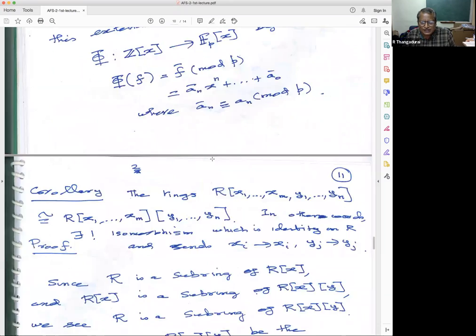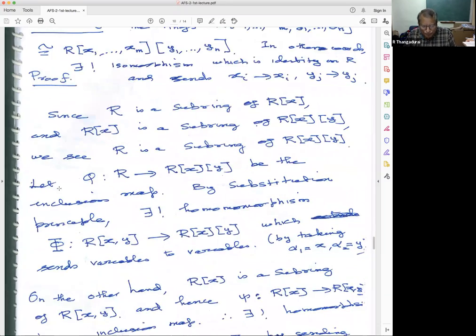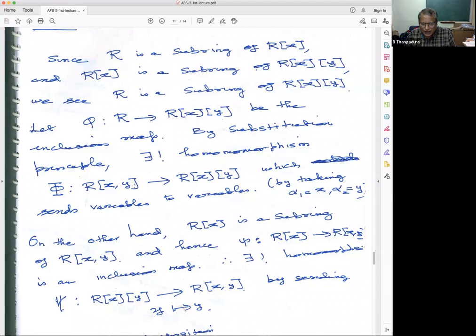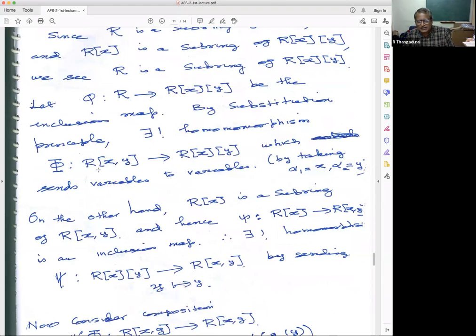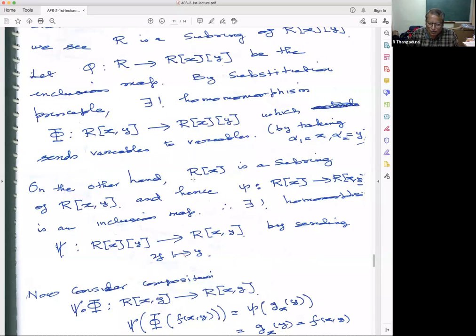Okay, so there exists a unique homomorphism, capital phi, from R[x,y] to R[x][y], which sends, by taking in the substitution principle, alpha 1 to be x, because the right side ring contains x as well as y. So therefore, we can fix alpha 1, alpha 2 as x and y. So x going to x, y going to y. So this is by fixing. We get a unique homomorphism. Okay. This is one way. This is a ring homomorphism. We have got one way. We want to get another way, another homomorphism.